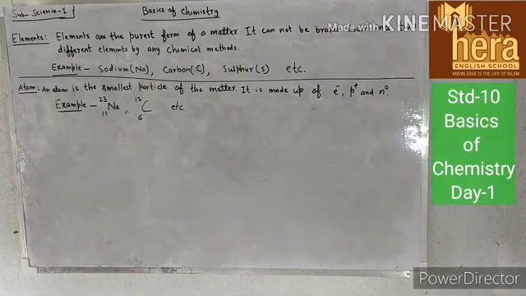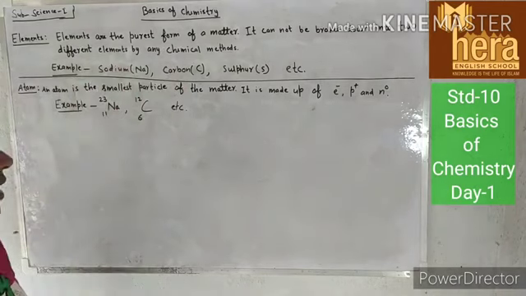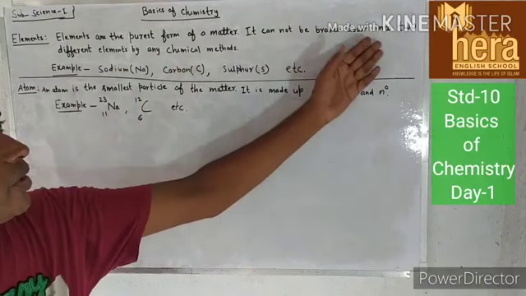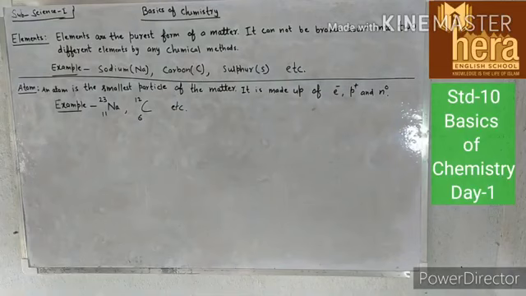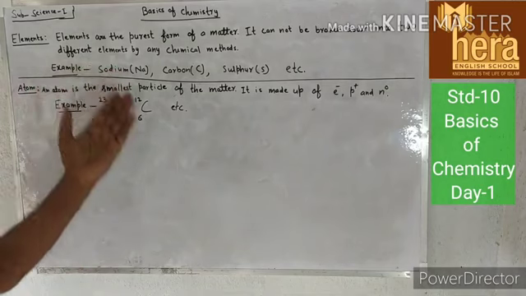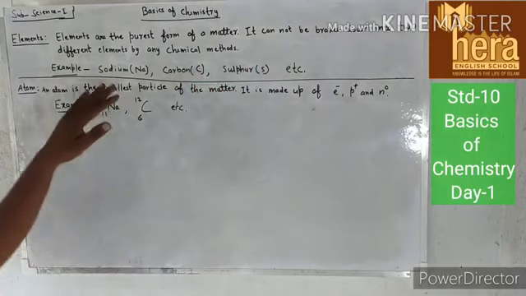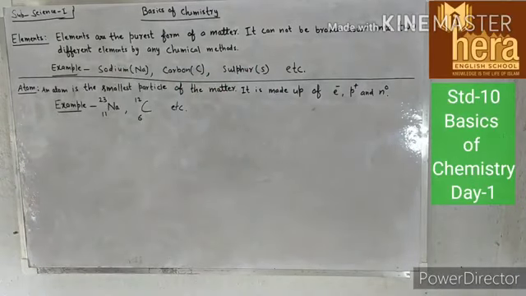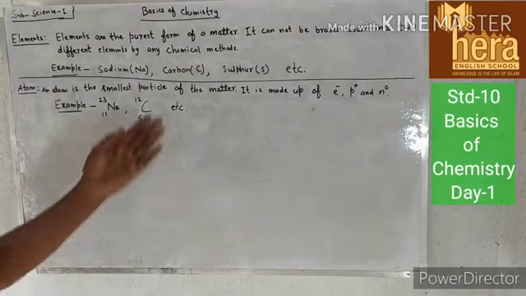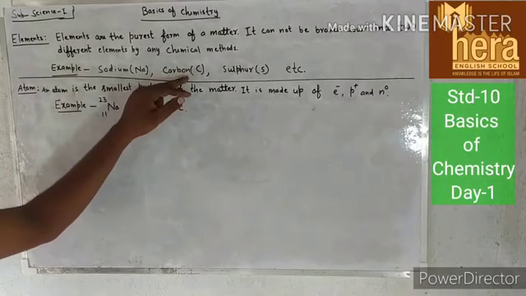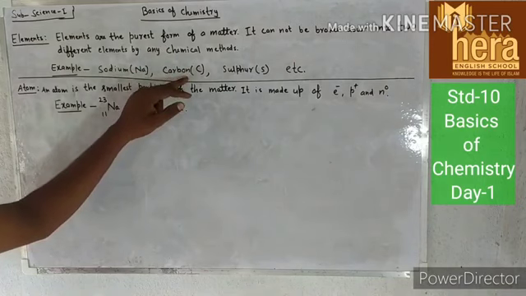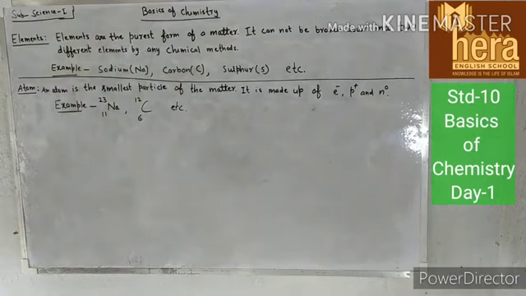So we can define elements are the purest form of a matter. It cannot be broken down into two different elements by any chemical methods. For examples, I have taken the example of sodium, carbon, sulfur, etc. It means if you break sodium, you will get sodium. If you will break carbon, you will get carbon. Means you can't get some different elements. Understood?